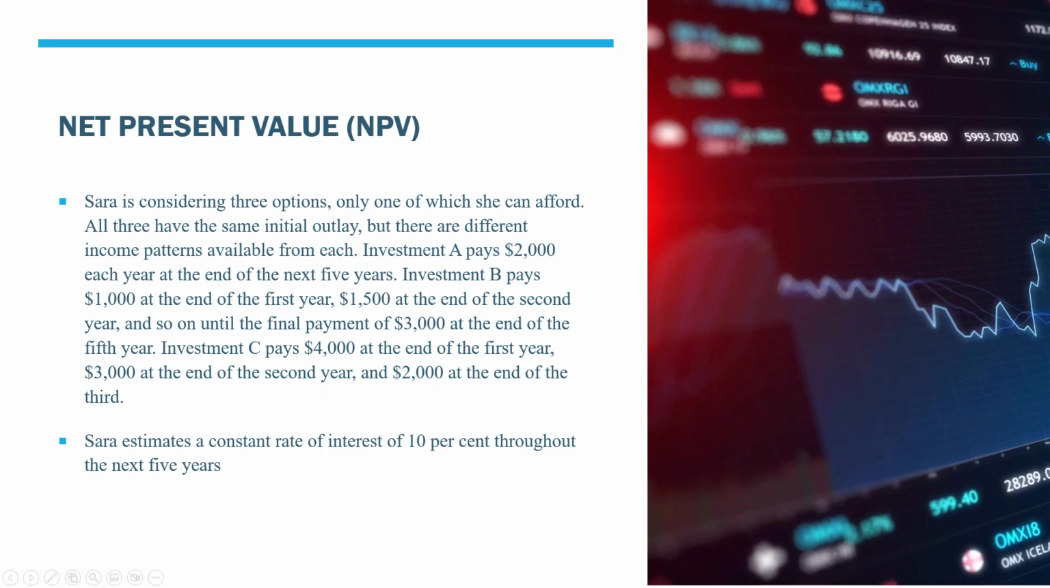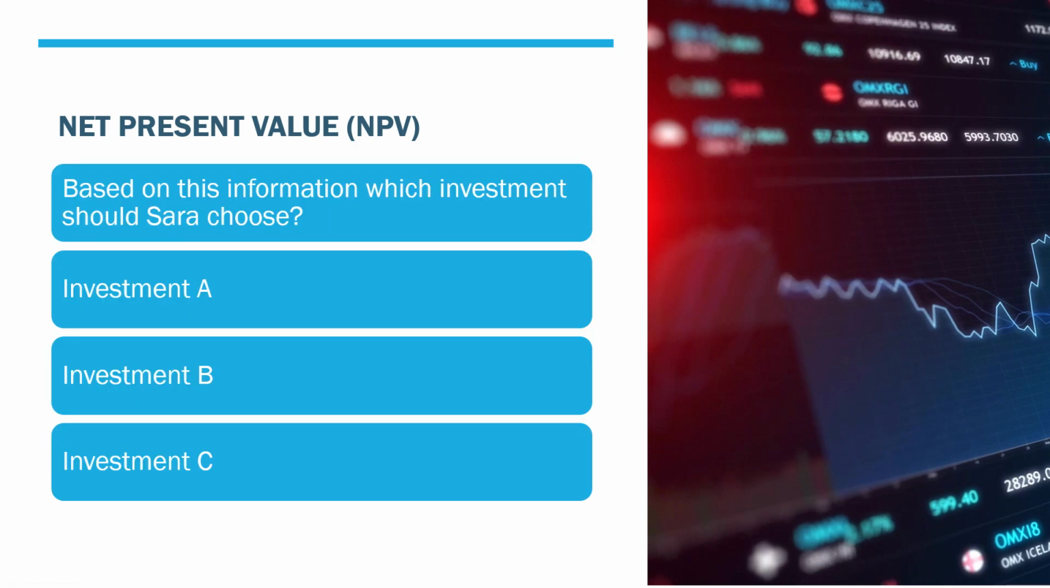$1,500 at the end of the second year, and so on until the final payment of $3,000 at the end of the fifth year. Investment C pays $4,000 at the end of the first year, $3,000 at the end of the second year, and $2,000 at the end of the third year. Sarah estimates a constant rate of interest of 10% throughout the next 5 years. Based on this information, which investment should Sarah choose? Investment A, investment B, or investment C?